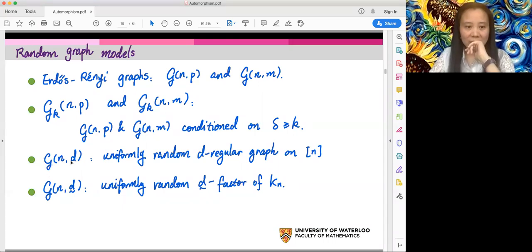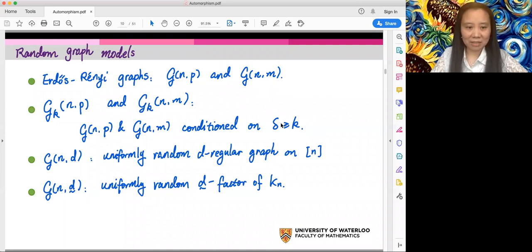The other random graph that we care about, G(n,d), is the uniformly random d-regular graph on the set of vertices 1 to n. So if you want to make the problem even a little harder, you can think about this probability space. You don't have edge independence anymore, and in G(n,m) you can compute probabilities of events fairly easily, but in G(n,d) it's no longer easy to even consider the probability of a set of edges appearing simultaneously.